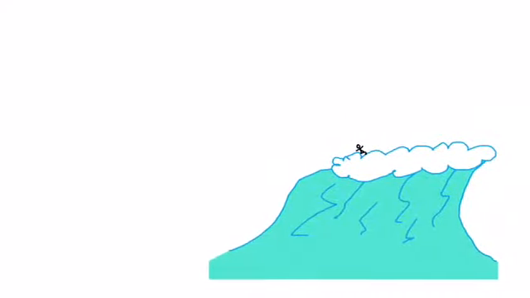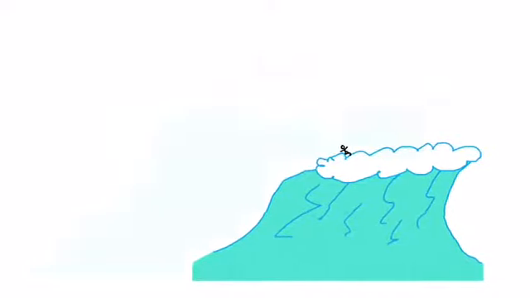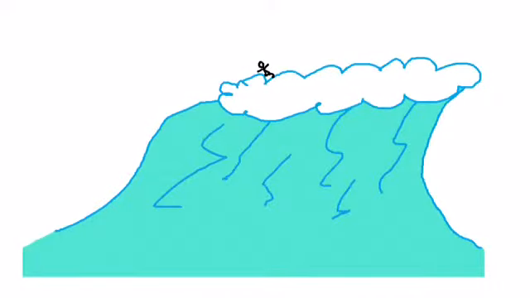Tsunamis, on the other hand, usually occur because of underwater earthquakes at the seafloor. When large slabs of rock are forced to move past each other suddenly, causing the overlying water to move, the resulting wave moves outwards and away from this event.